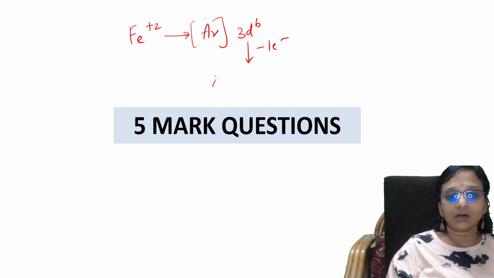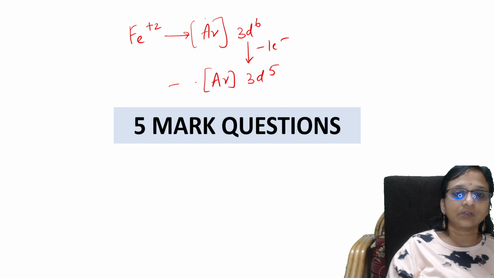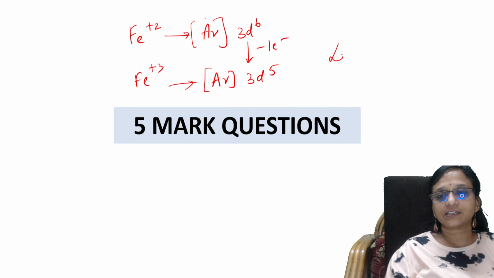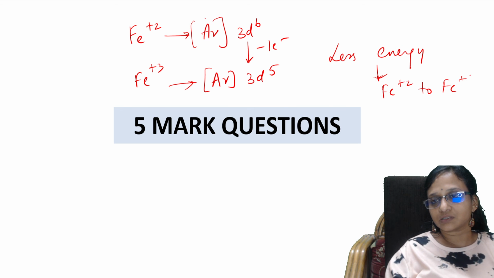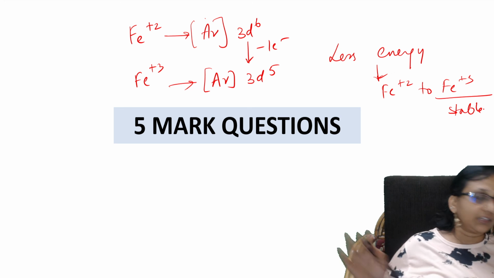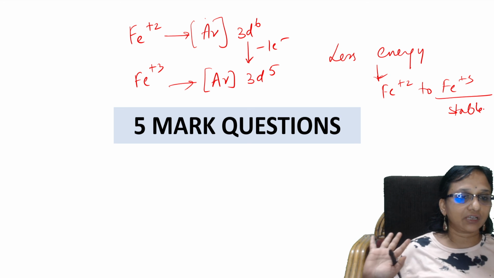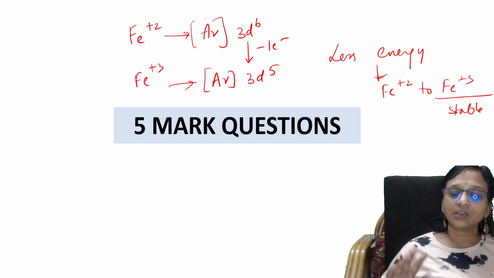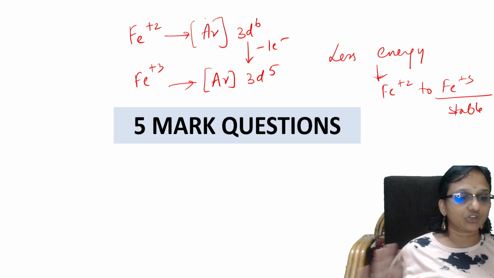And it will become argon 3d5. So Fe plus 3 is easy. With less energy, Fe plus 2 is becoming Fe plus 3 and this is stable. That's why this is preferred. Fe plus 2 to Fe plus 3 is preferred, but Mn plus 2 to Mn plus 3 is not preferred.